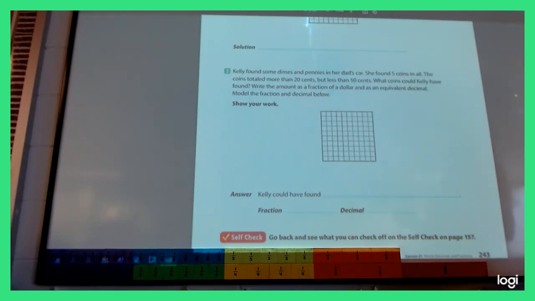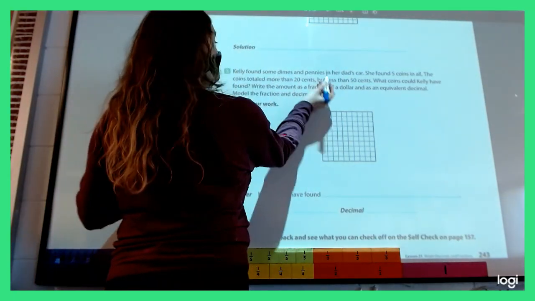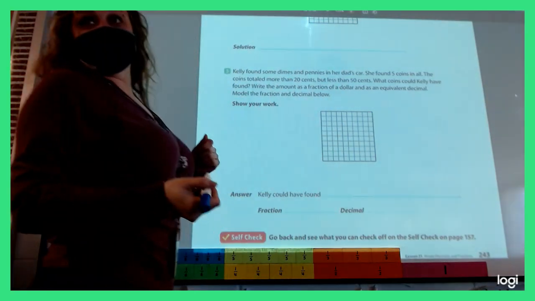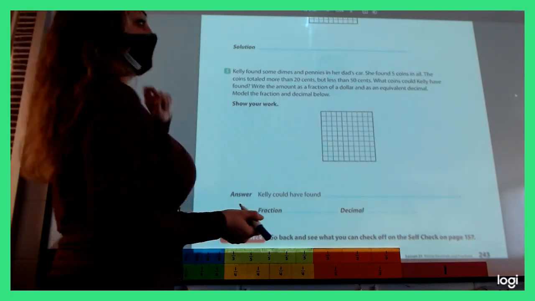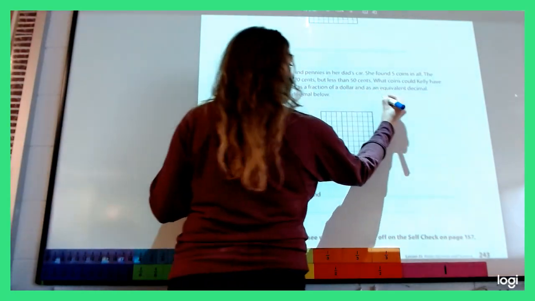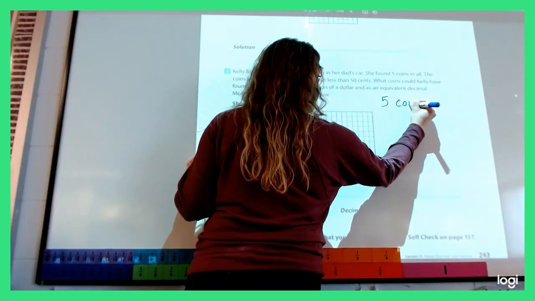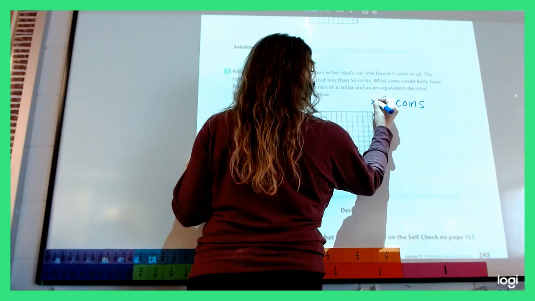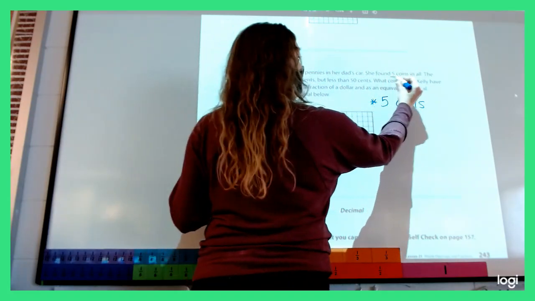Okay, I'm going to work through this at my pace. I'm not going to give a lot of slow time because we're running out of time before special. So, pencil in hand, ready to go. Or marker. Oh, or marker, yes. All right, she found some dimes and pennies. Okay, we know dimes are 10 cents, pennies are 1 cent. It's good to know. She found 5 coins in all, so I'm going to write 5 coins. It helps me to see it out here instead of up here sometimes.